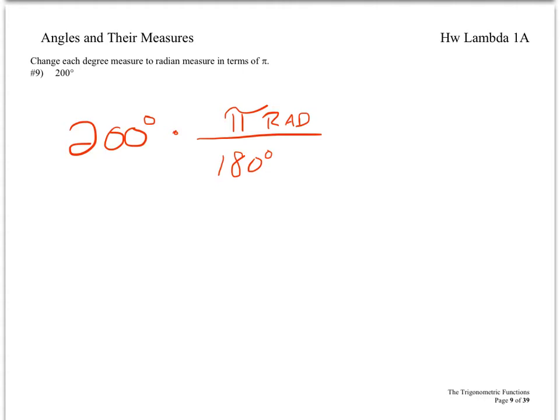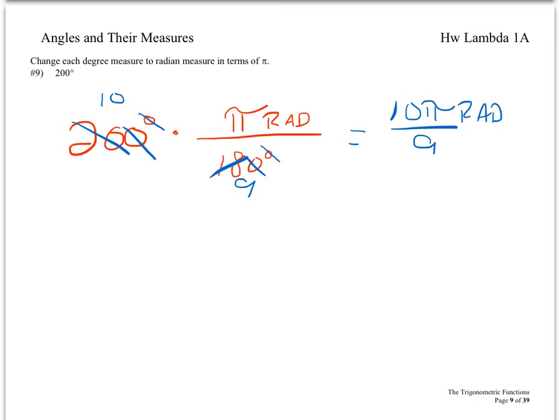Simplifying this, you can divide the top and the bottom by degrees. You can divide 200 and 180 both by 10. Gets rid of the 0. And you can divide 20 and 18 both by 2. It gives you 10 over 9. Left with on the top 10 pi radians and the bottom 9. So we get 10 pi over 9 radians.